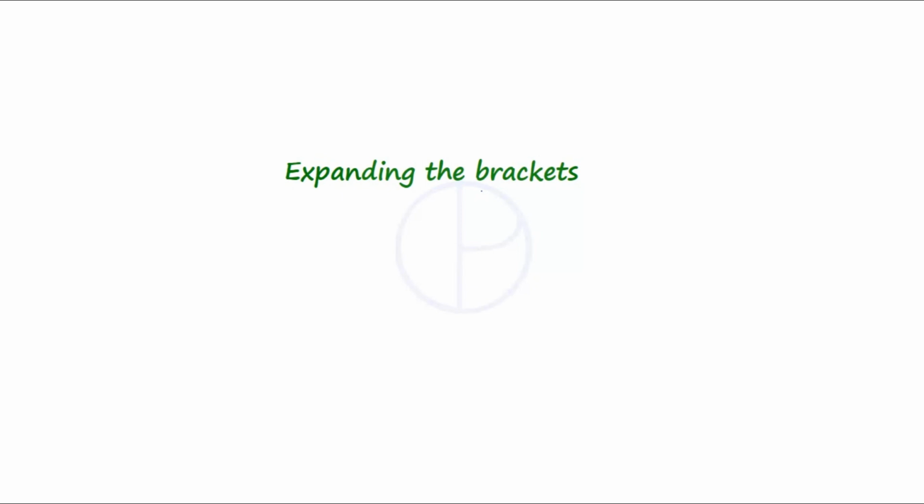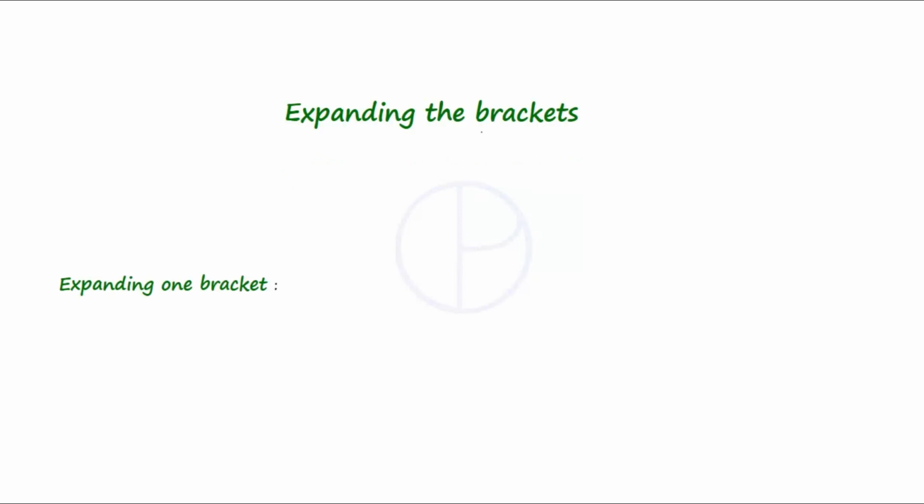Expanding one bracket. How to expand a bracket? Expanding means removing the brackets by multiplication. For example, 3 multiplied by (x plus 4). This means 3 multiplied by x plus 3 multiplied by 4. On simplification, we get 3x plus 12. So now we have expanded a bracket.